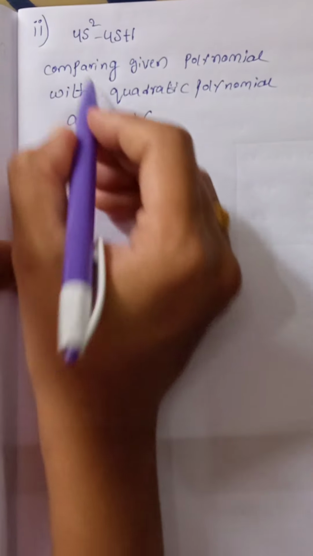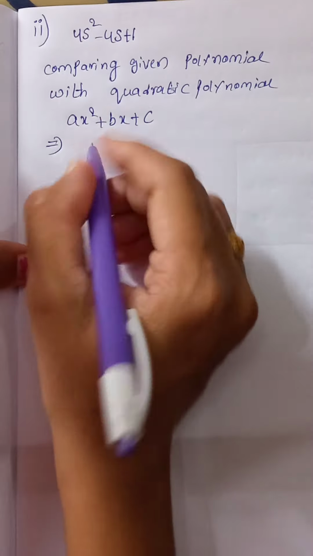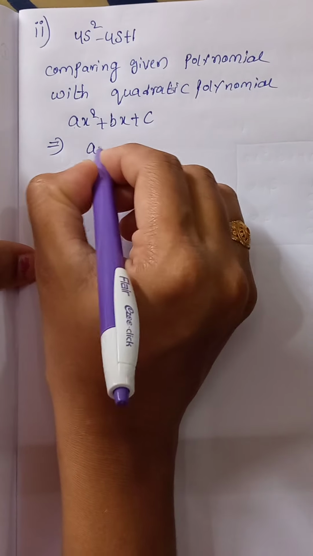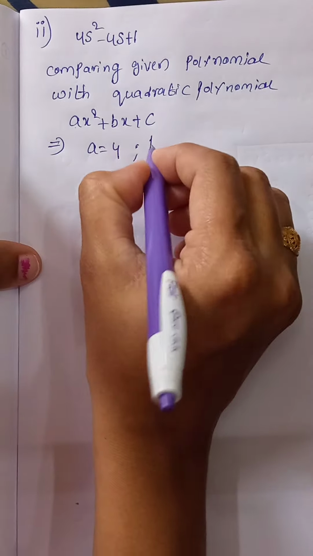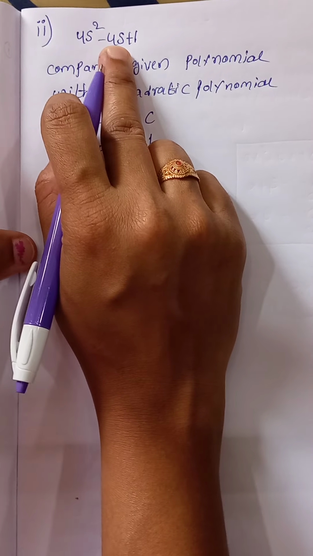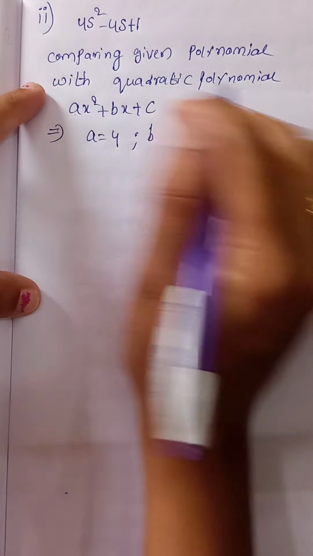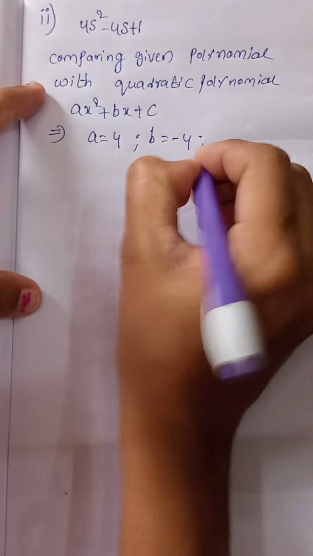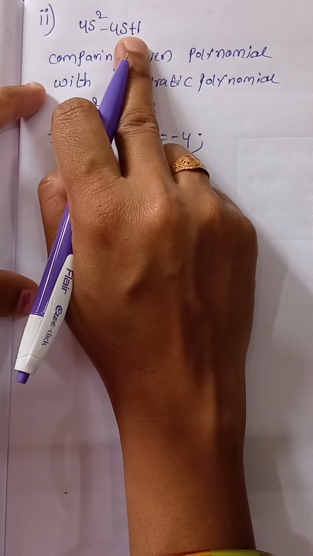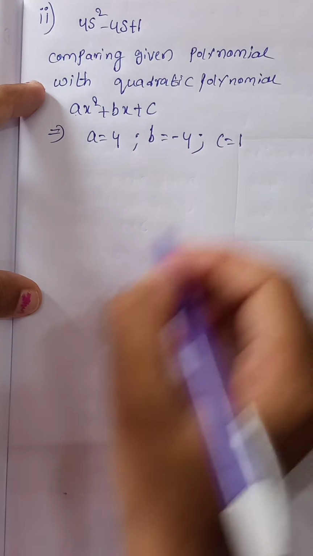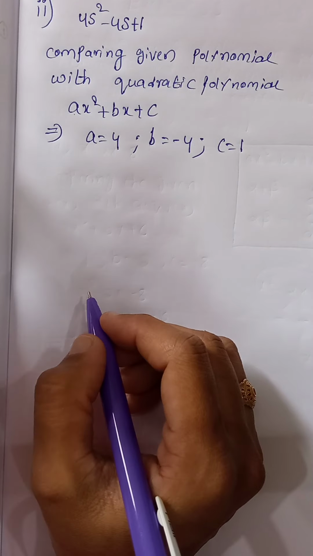So what is the coefficient of x square? A is nothing but a equal to 4, and b equal to the coefficient of x, that is minus 4, and the constant term c is 1.